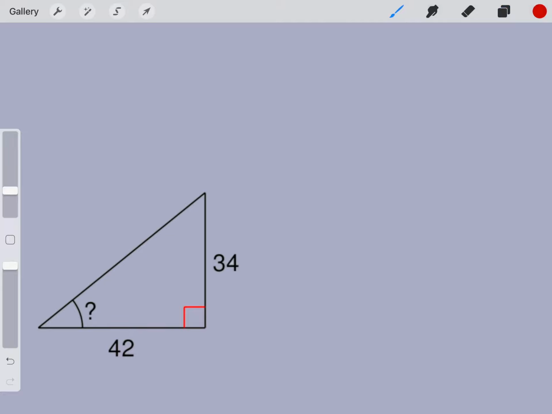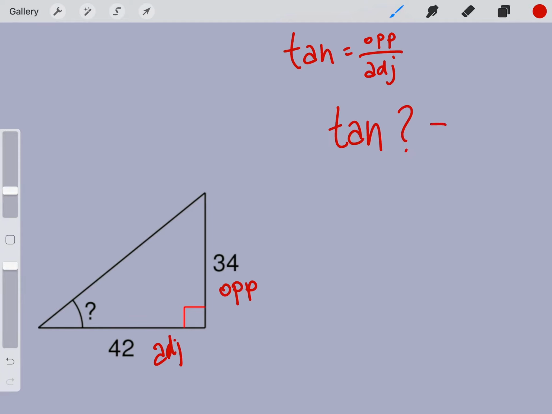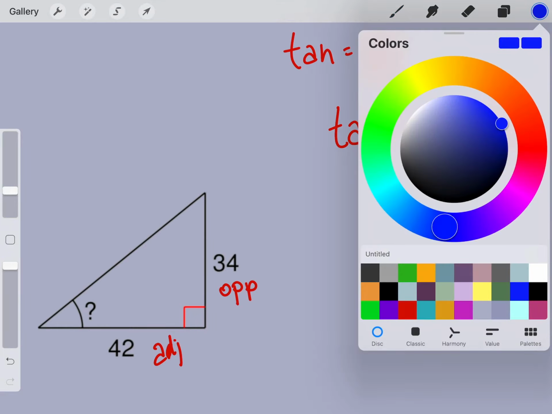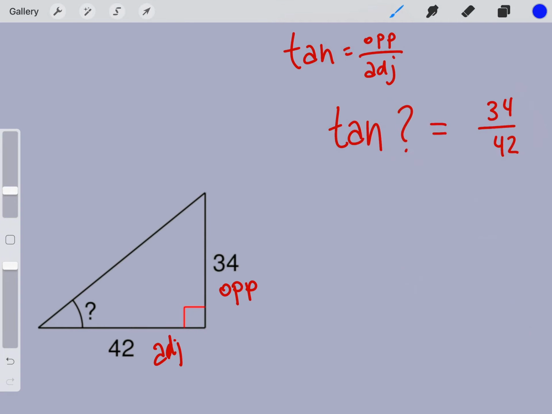All right, so first thing we have to do is identify what type of sides they are. We have over here an opposite side. We have over here an adjacent side, making it once again tangent, because tangent is opposite over adjacent. We have to rewrite the equation. Tangent of question mark equals 34 over 42. To isolate question mark, we need to take the inverse of tangent from both sides.